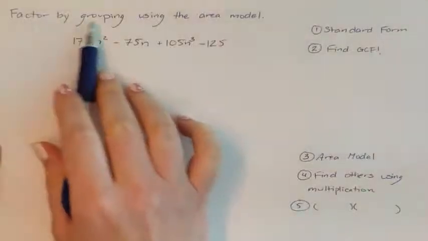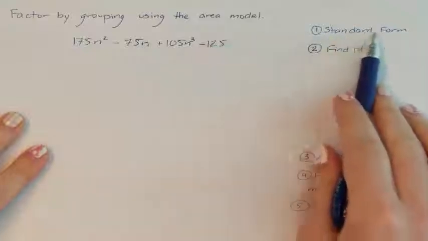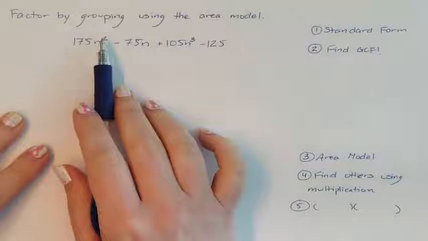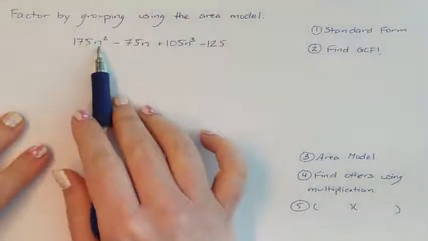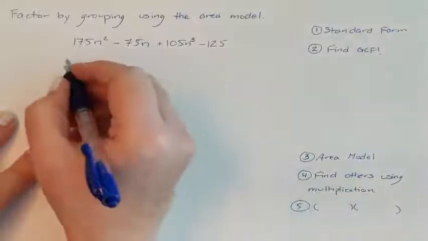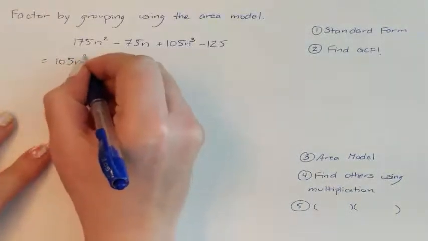So now we are factoring by grouping using the area model, and we have a problem. The very first thing we're supposed to do is make sure that this is actually written in standard form. If it is in standard form, that means the highest exponent is written first. Looking at it, the highest exponent is not written first, so I need to rewrite it so the exponent is written first. So 105n to the third power.